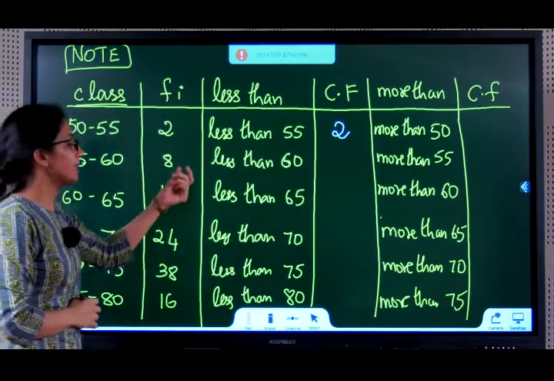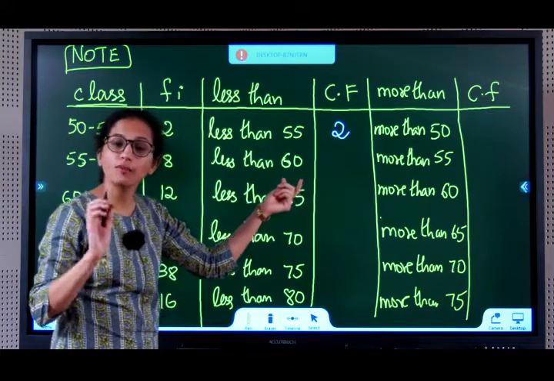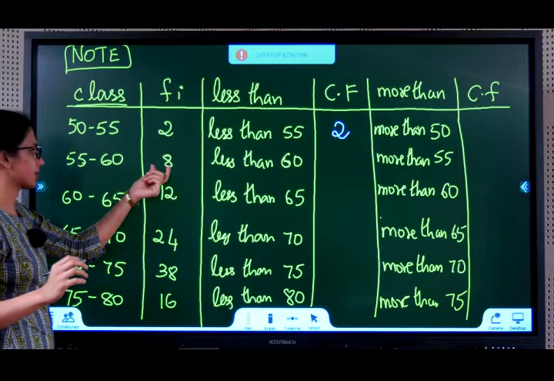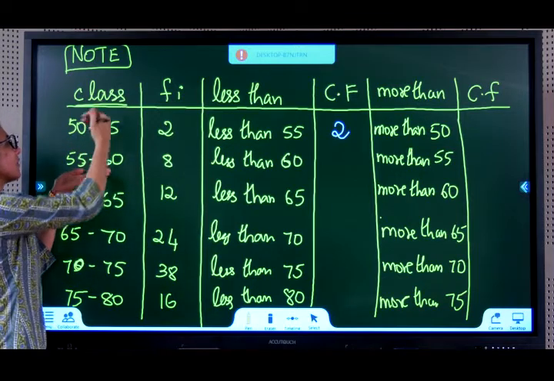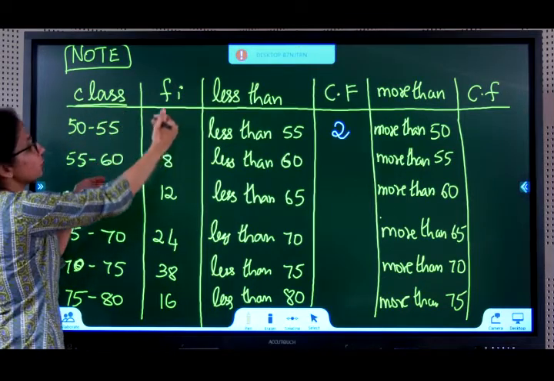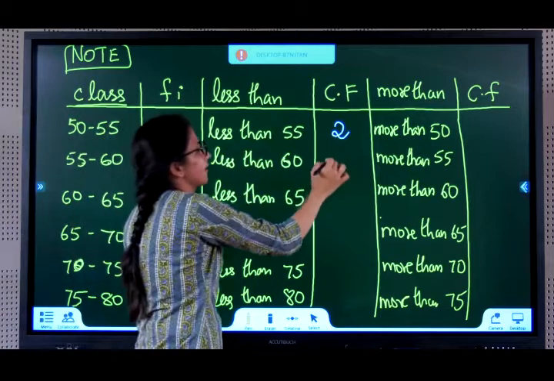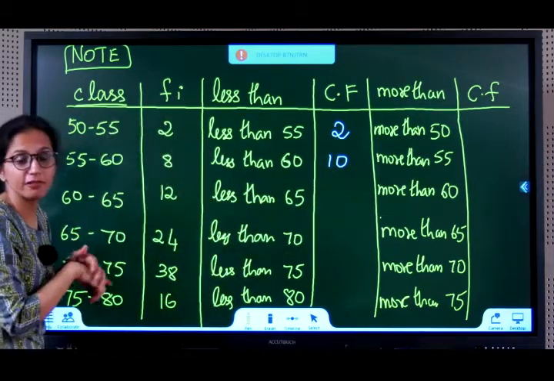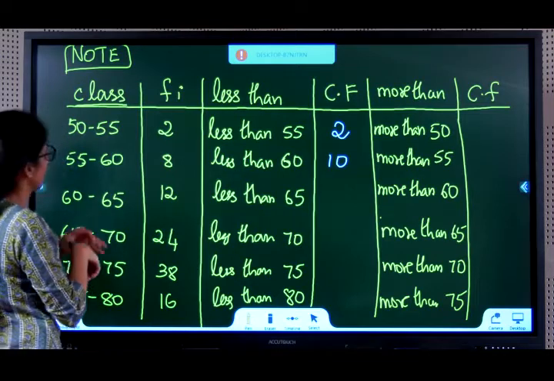Yes. Now less than 60, how many students scored? 55 to 60, 8 students. Less than 60 means even this is less than 60. So 2 plus 8, 10. Understood? That's how you got your cumulative frequency in the previous section.